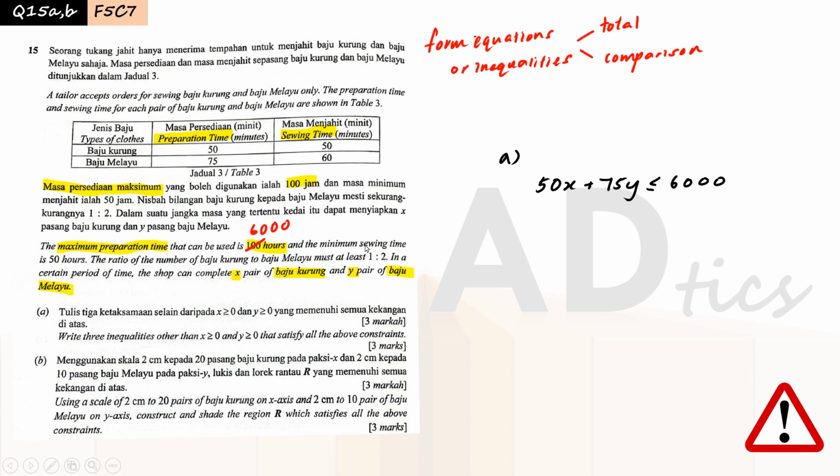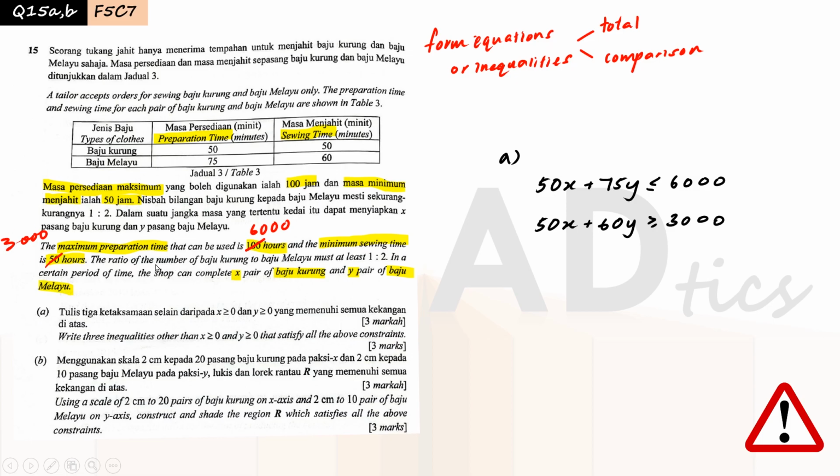And for the next one is minimum sewing time, meaning total sewing time that we need to exceed. So this is also an example of total, right? So here we just find the total sewing time from the table, so 50 multiplied with x plus 60 multiplied with y, and then we need to exceed this value 50, or we change it to minutes, would be 3000. Okay, so our second inequality would be something like this, and the inequality here would be greater than or equal to, because we need to exceed this value.